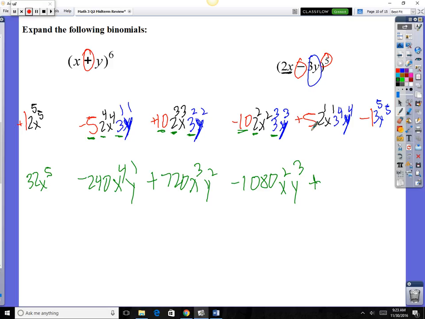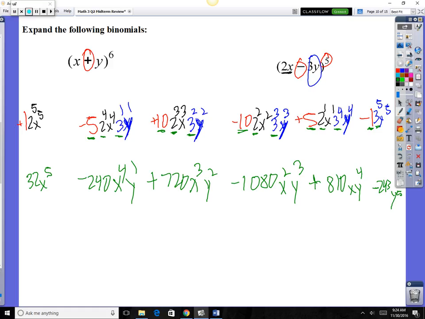Now the next piece, let's do this number times this number times this number. So 5 times 2 times 3 to the 4th, 810, x, y to the 4. And then the last one is this number times this number. So negative 1 times 3 to the 5th. Negative 1 times 3 to the 5th is a negative 243 y to the 5th.